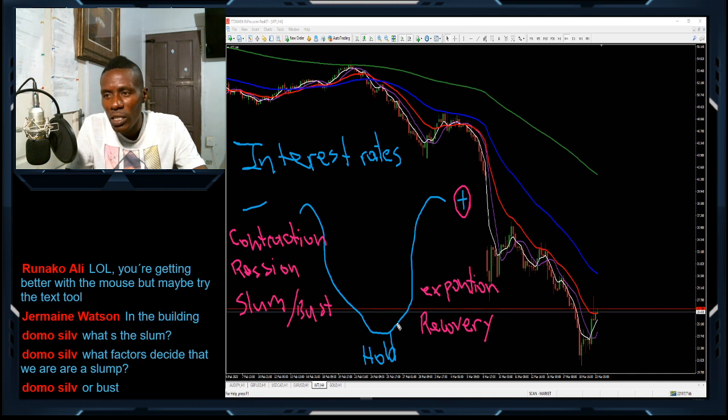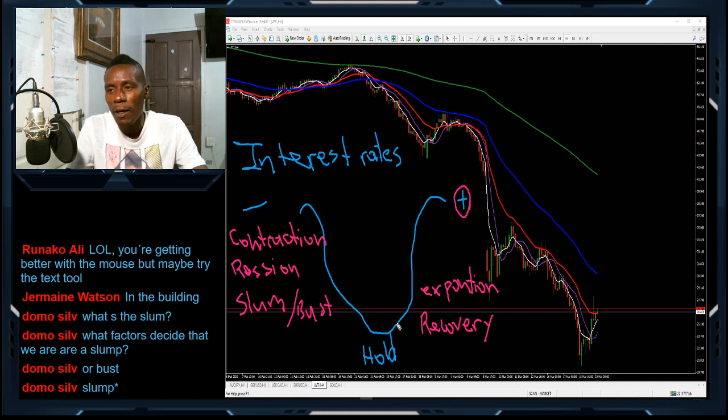What factors decide that we are in a slump? All right. What factors decide when we are in a slump? When there's no money available, there's no credit. You can't get a loan to borrow. No credit. Because there's no work or no supply for you to pay back your loans.